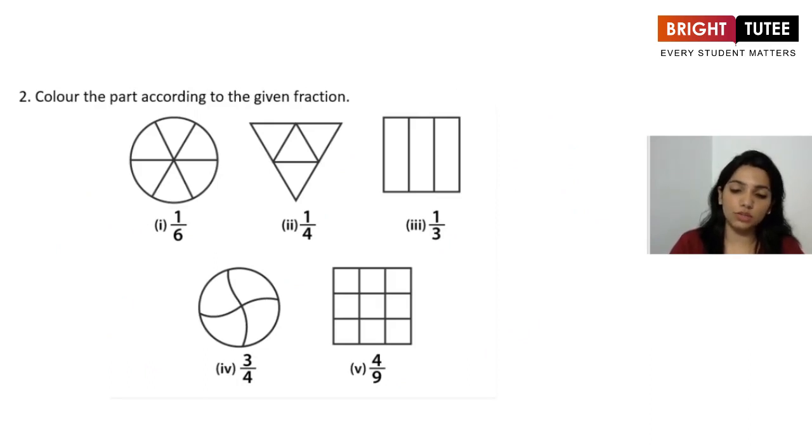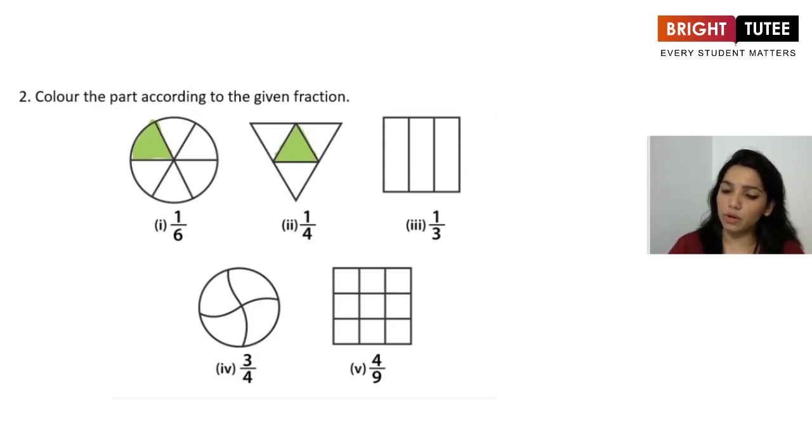Now it says that you need to color the part that is according to the given fraction. So starting with the first one, it says shade 1 over 6. So out of 1, 2, 3, 4, 5 and 6, we have to shade just a single part. So that is, say this one. Okay. So we have shaded 1 part out of 6. So here in this one, 1 out of 4. We can shade any region, any part, any triangle out of this. So I'm shading this middle one. Okay. If you want, you can just shade any corner triangle as well.